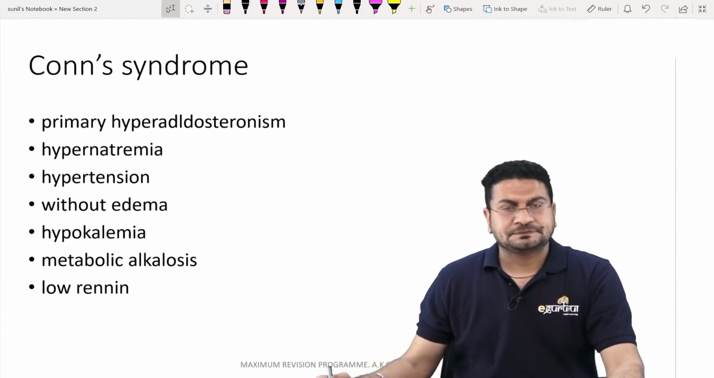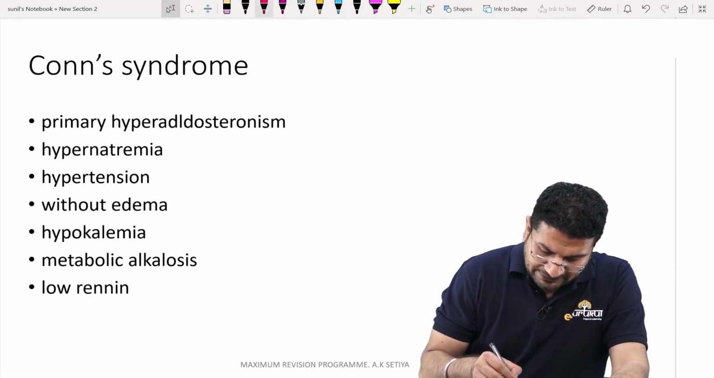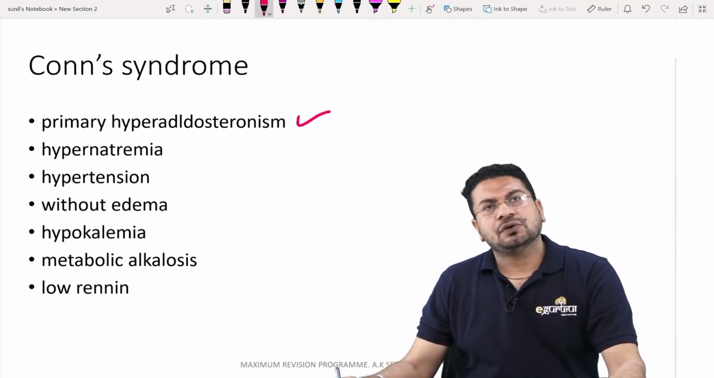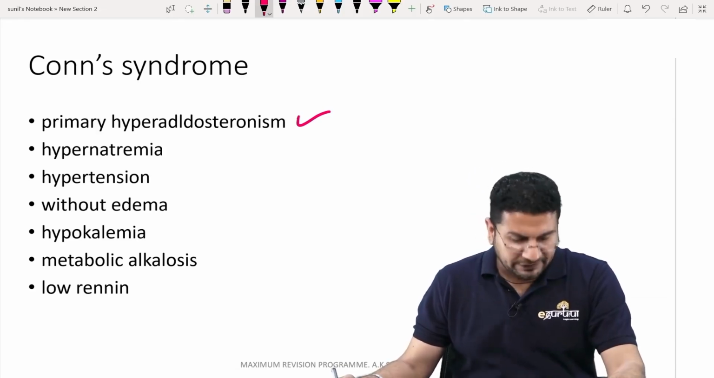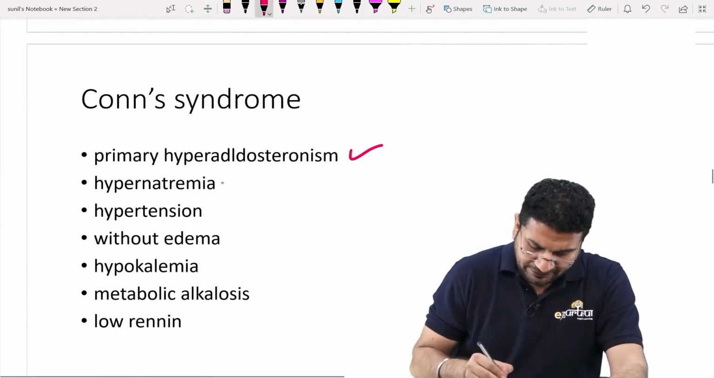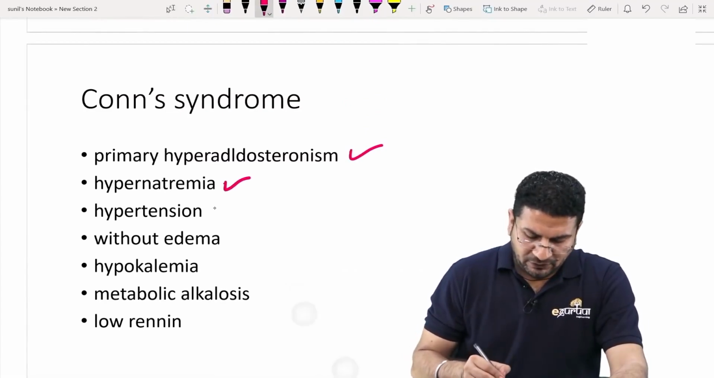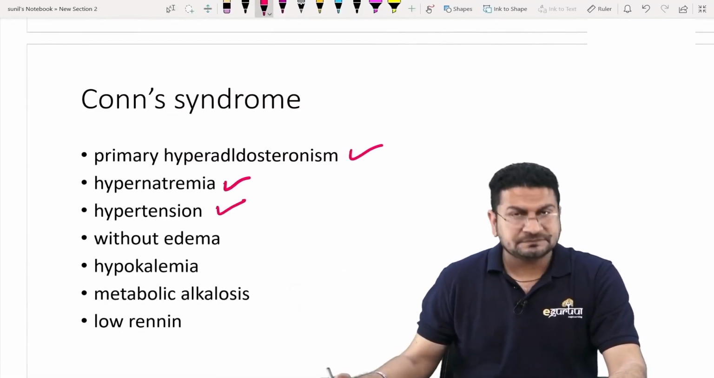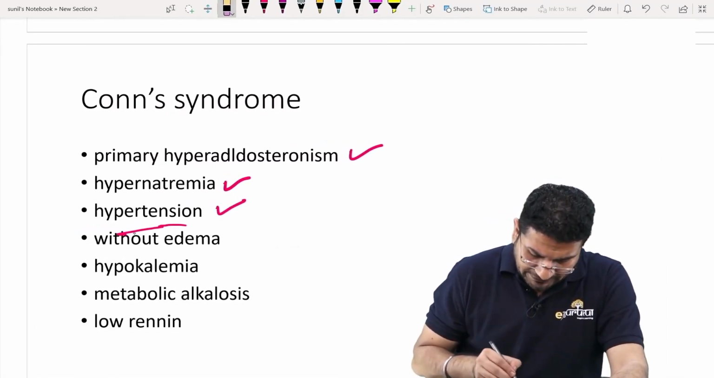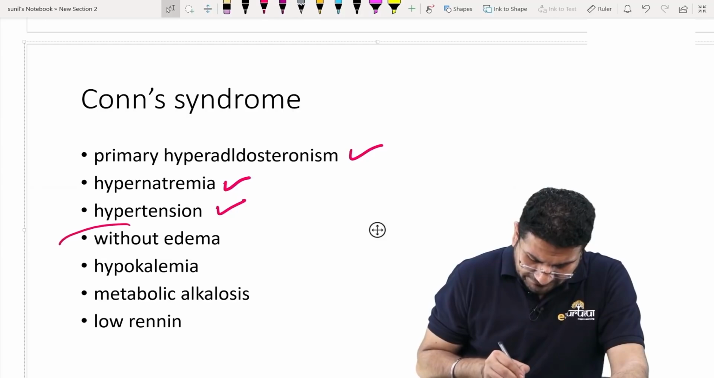Conn syndrome, this is primary hyperaldosteronism. So you will see more aldosterone. More aldosterone means more salt and water retention, so there will be hypernatremia. There will be more salt and water retention, so there will be hypertension. There will be natriuresis, so there will be no edema. This is special, a special point: there is no edema.